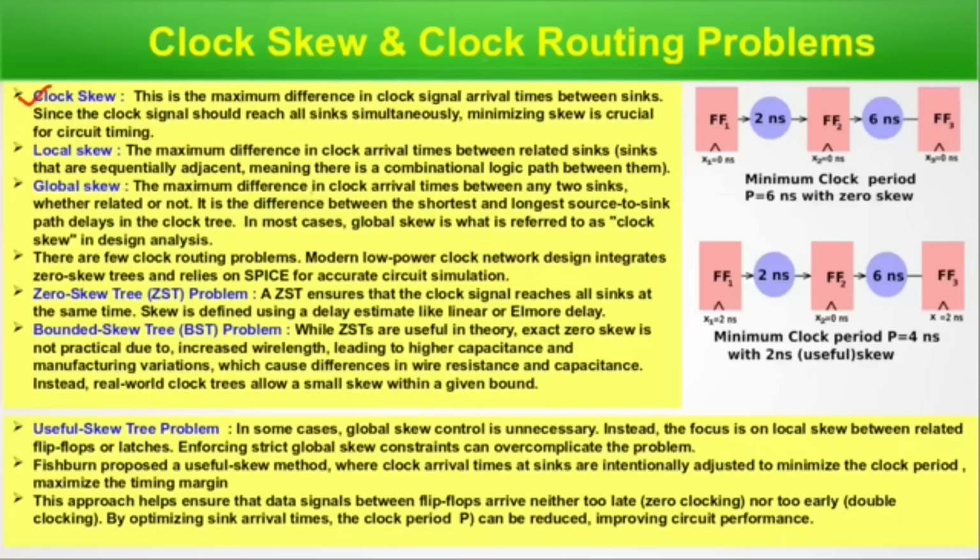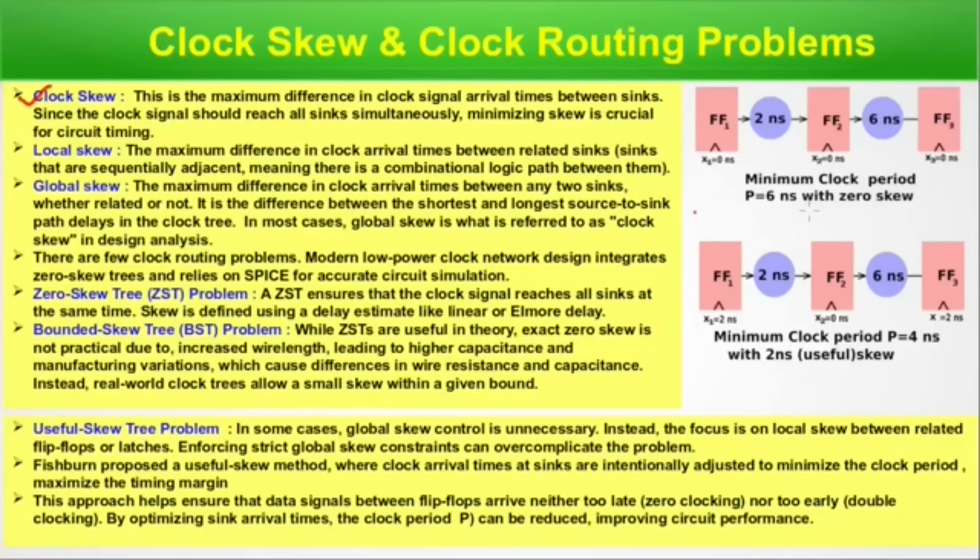And now global skew, the maximum difference in clock arrival times between any two sinks, whether related or not. It is the difference between the shortest and longest source to sink path delays in the clock tree. In most cases, global skew is what is referred to as clock skew in design analysis. So that is a maximum.